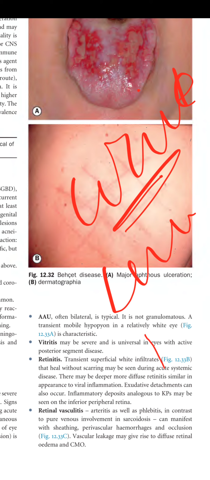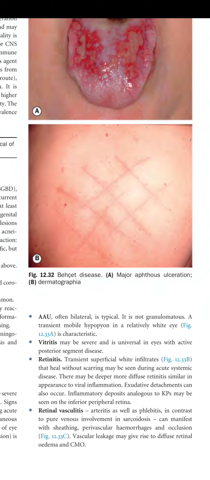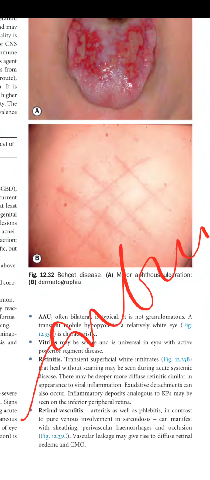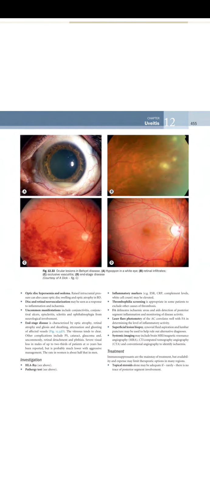Retinal vasculitis, arteritis as well as phlebitis, in contrast to pure venous involvement in sarcoidosis, can manifest with sheathing, perivascular hemorrhage, and occlusion. Vascular leakage may give rise to diffuse retinal edema and CMO. Very important, in Behçet disease both arteries and veins are involved, whereas in sarcoidosis only the veins are involved. And it occurs as sheathing, hemorrhage, and occlusion, and can even cause retinal edema and cystoid macular edema.